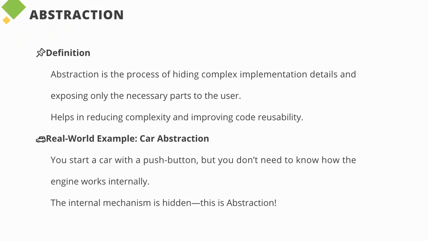So, as the definition states, abstraction is the process of hiding complex implementation. Whatever the details are, they are stored in a capsule format. We just see the outer interface, but not the inner properties or the inner functionalities that help the functionality work. It helps to reduce the complexity and improve code reusability. Once the class is defined, we can use it by inheriting multiple times. A real world example is a car. You see a car and you start it with a push button, but you don't know how it works internally. The internal mechanism is hidden. This is called abstraction.